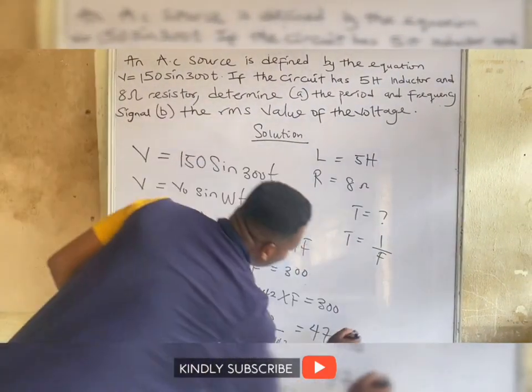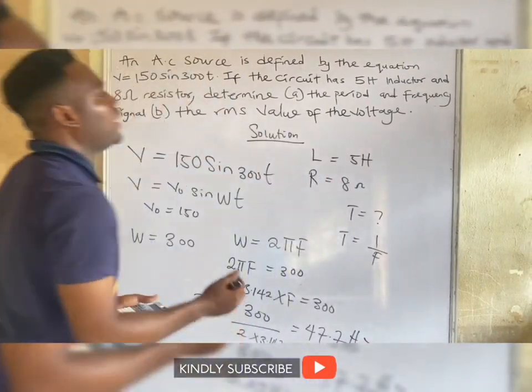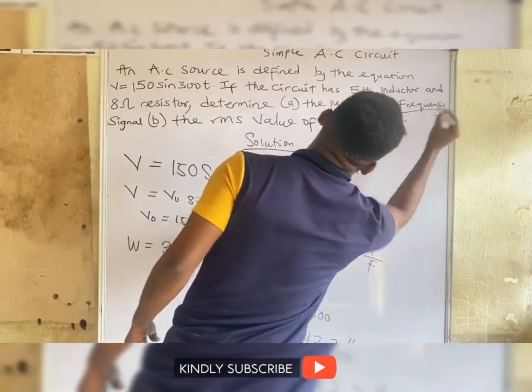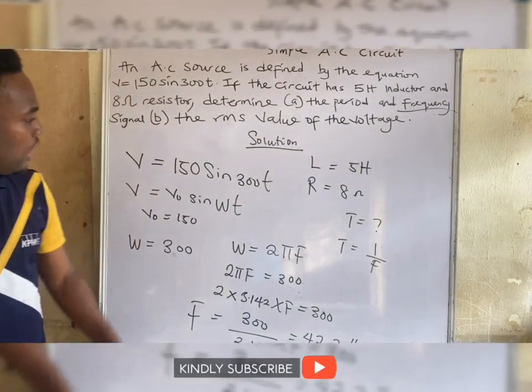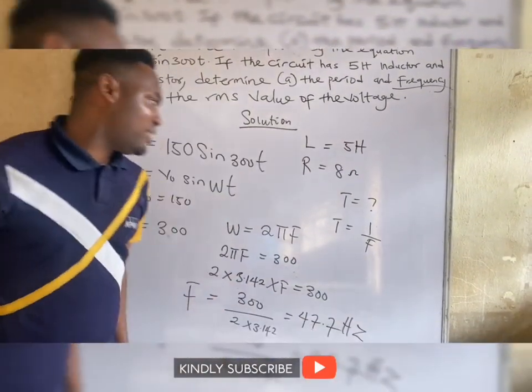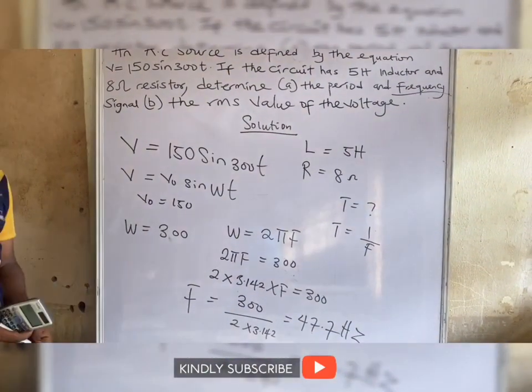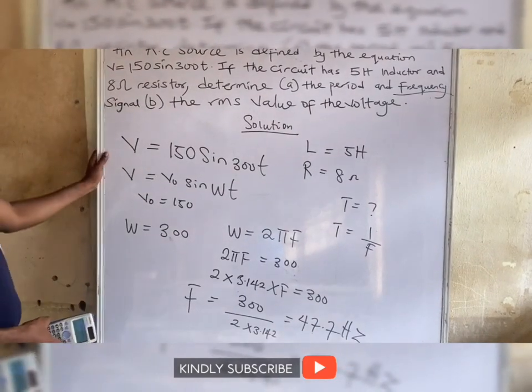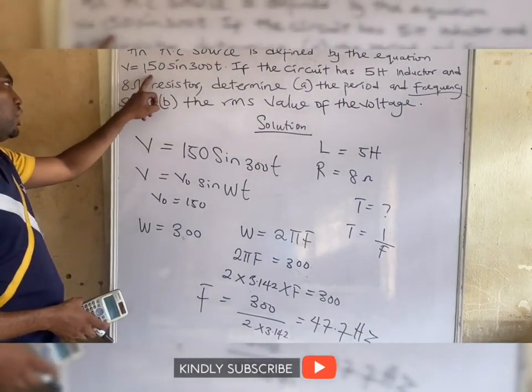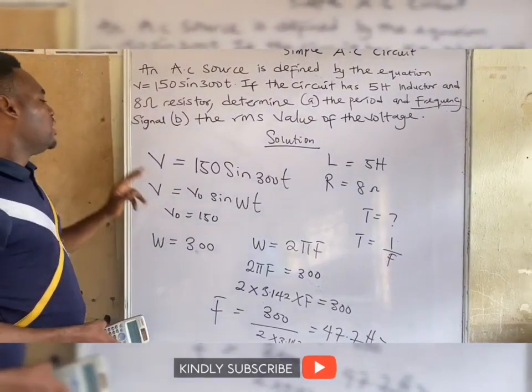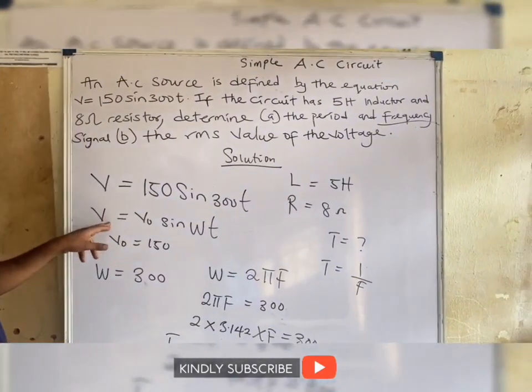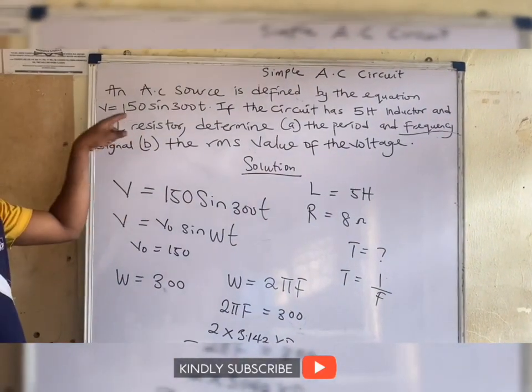And what's the unit? Hertz. I've gotten my frequency. Frequency is what? 47.7 hertz. Let me go over it again. This is how I solved it. This is the original equation given to me in the question. This is my formula. The moment I've written out my formula, I compare it with what is given to me.